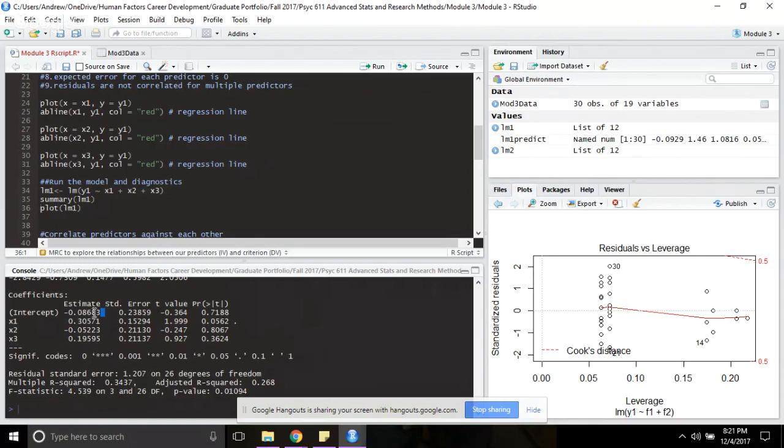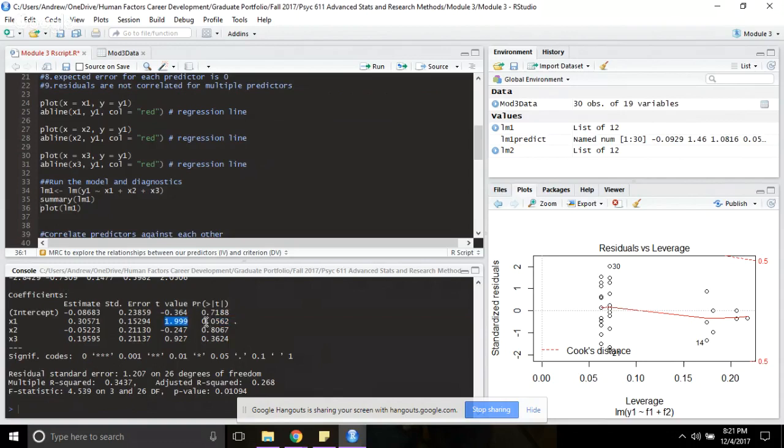where here is our y-intercept. That's where our line crosses the y-axis at minus 0.08. And these are the b values that are associated with the x values. Accordingly, we have a t-value for each one, which is calculated by the standard error divided by the b values here. And that gives us a t-value, or I'm sorry, that was our t-value.